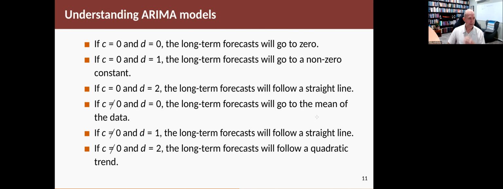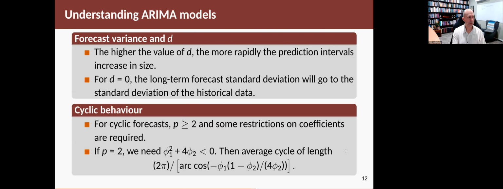Let me explain that better. If you've got no constant and d equals 1, it goes to a non-zero constant. If you've got no constant and d equals 2, it behaves like you have a constant and d equals 1, because they're both following straight lines. And there's no equivalent of quadratic if you don't have a constant.